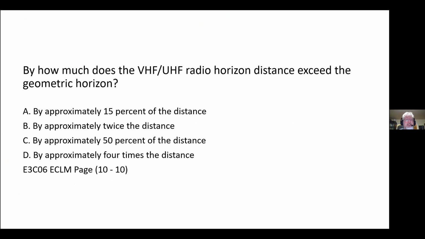By how much does the VHF and UHF radio horizon distance extend the geometric horizon? Tongue twister tonight. A, by approximately 15% of the distance. B, by approximately twice the distance. C, by approximately 50% of the distance. Or D, by approximately 4 times the distance. Alpha is correct, by approximately 15% of the distance.